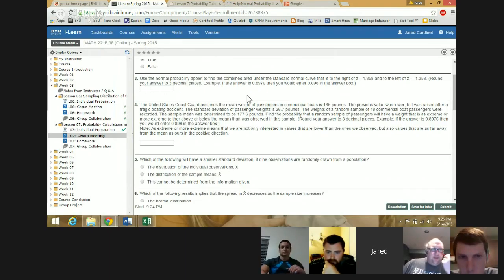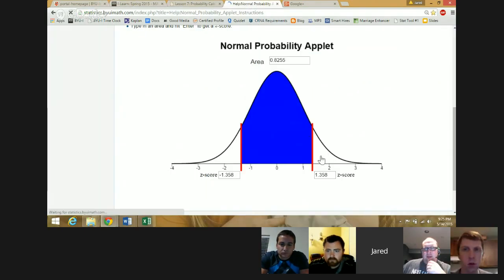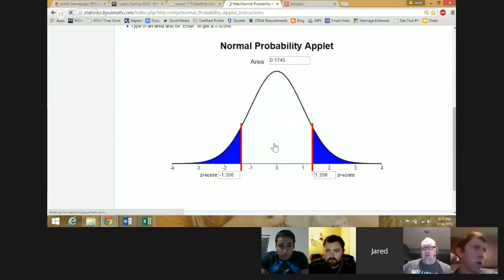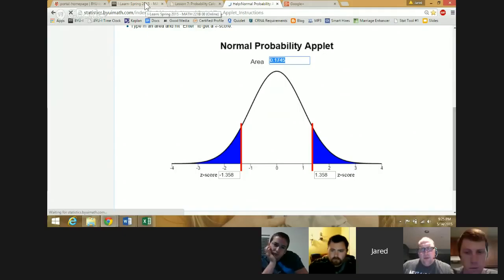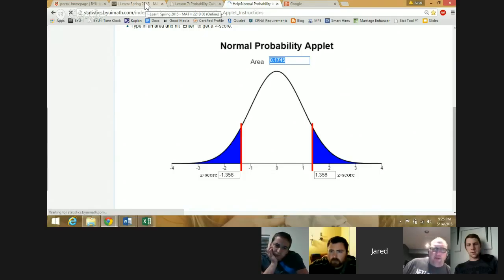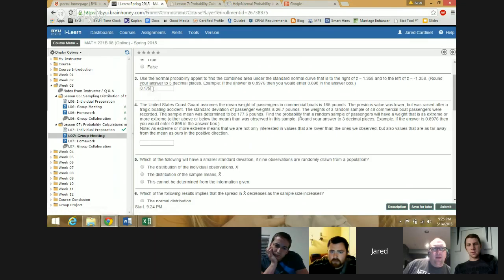Number 3 is use the normal probability applet to find the combined area under the standard normal curve that is to the right of 1.358 and to the left of negative 1.38. Round your answer to 3 decimal places. You guys see this? 0.175. Yep. Do that. Okay.